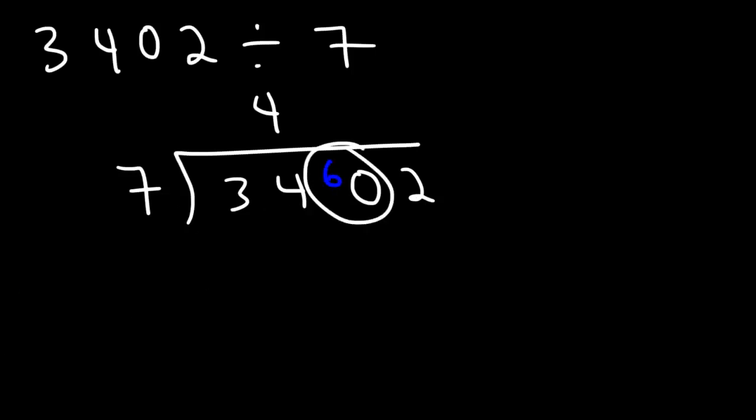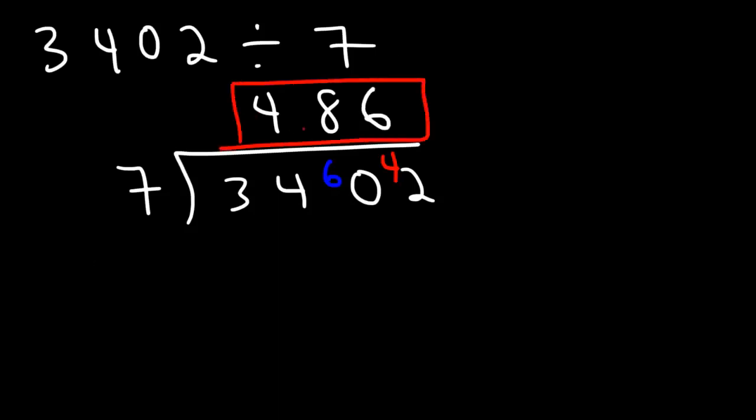7 goes into 60 8 times. 7 times 8 is 56, and 60 minus 56 is 4. Now let's transfer the 4 to the next number. 7 goes into 42 exactly 6 times. And so this is the answer, 486.